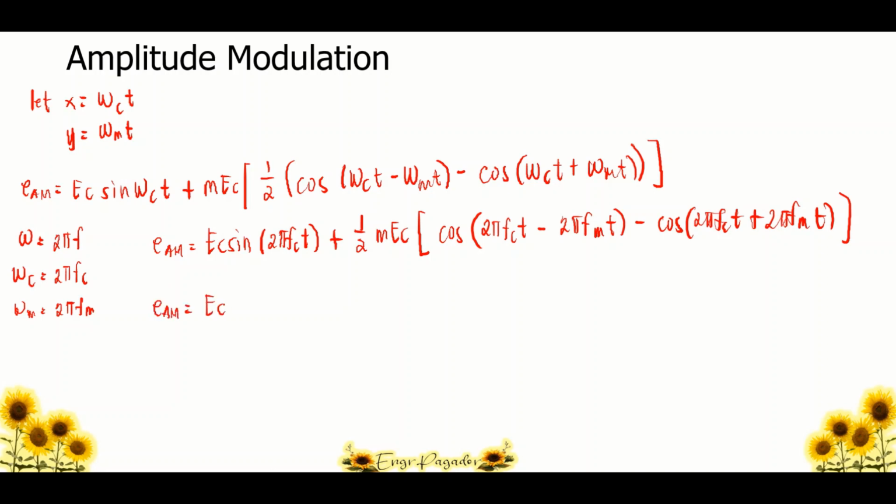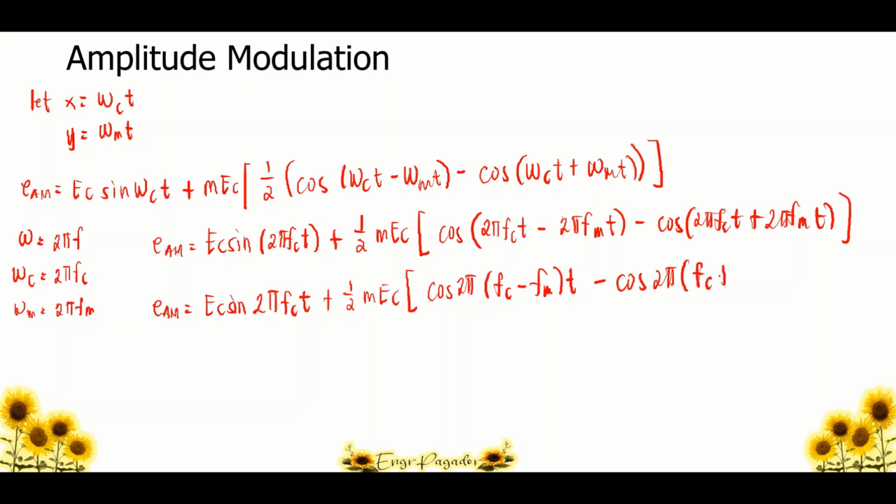So, mangyayari dito, we will have EAM be equal to EC sine 2 pi FCT plus 1/2 MEC multiplied by cosine 2 pi times F sub C minus F sub M T minus cosine 2 pi multiplied by your F sub C plus F sub M T. Okay? So, looking at this equation, yung first part ng equation natin is the carrier. So, ito ngayon yung carrier natin.